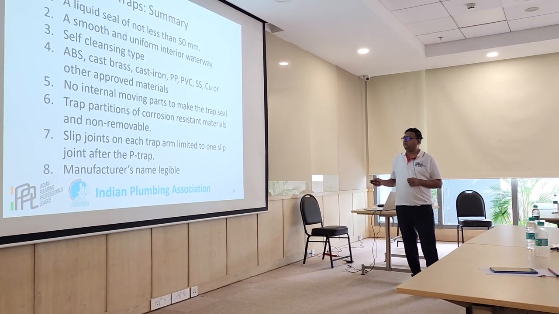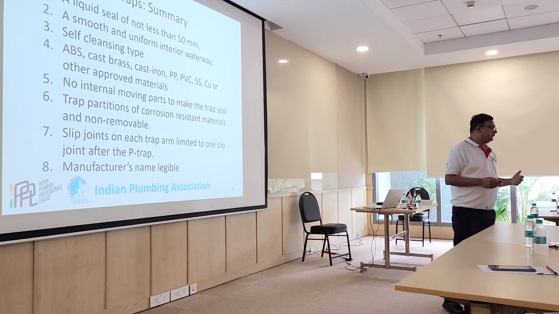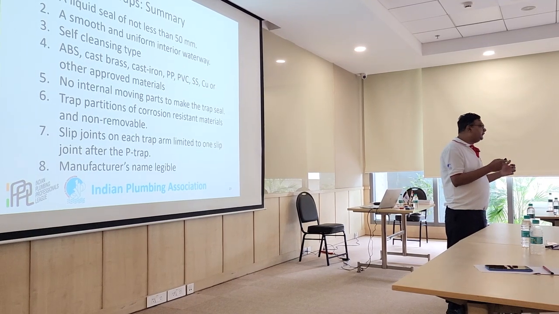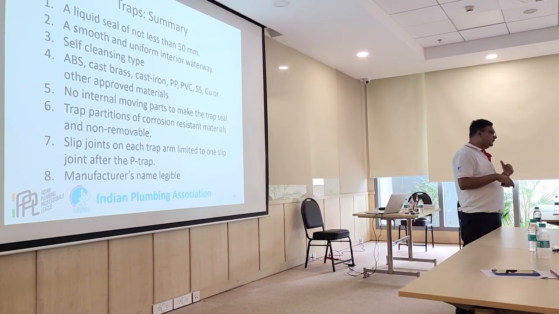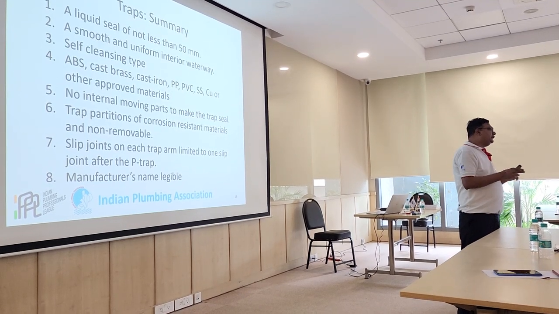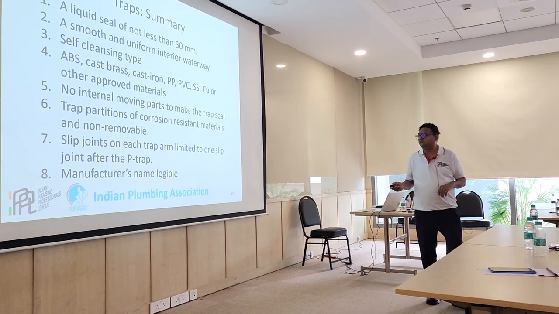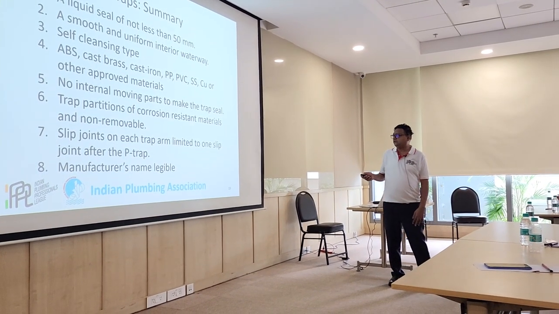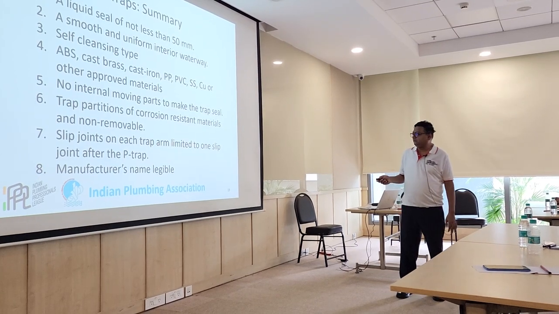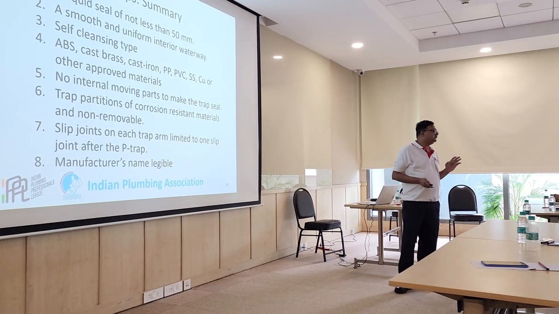No internal moving parts. It should be natural. The trap seal should not be generated by any mechanical thing, like you are putting a flap which is operating mechanically and saying this is creating the trap. No, it should not be like that. The trap partition should be of corrosion-resistant material and non-removable. Slip joints on each trap arm limited to one. Manufacturer's name should be legible.